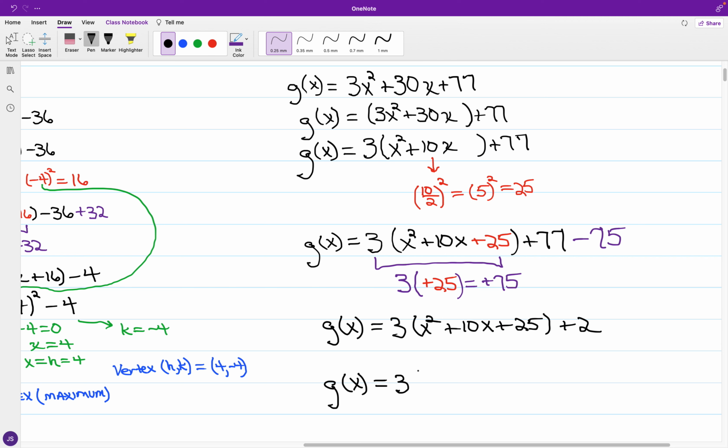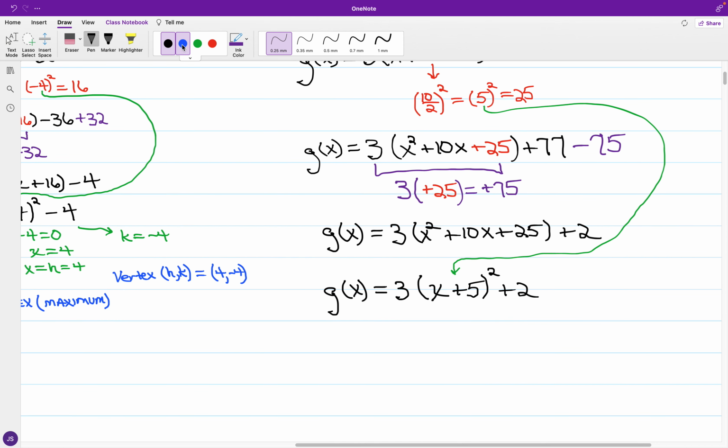Okay, so for g of x, I have 3 times x squared plus 10x plus 25. x squared is the square of x. And for the 25, again, the formation of the trinomial after setting the stage with x squared plus 10x, I added 25, and this originated from squaring positive 5 in the completion of the square stage. So we have 3 times the square of x plus 5, followed by the addition of 2.